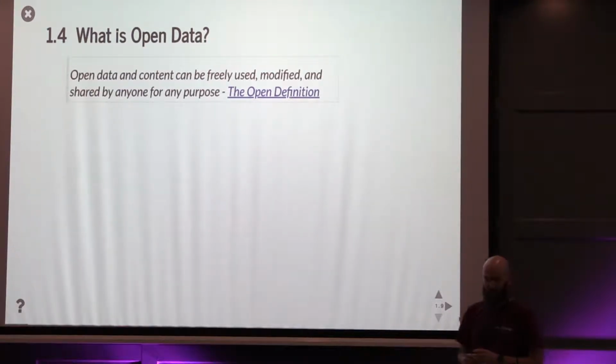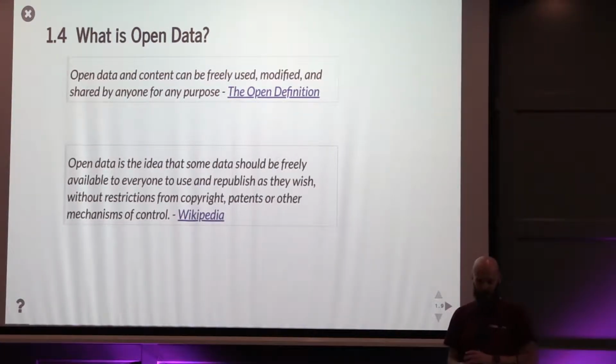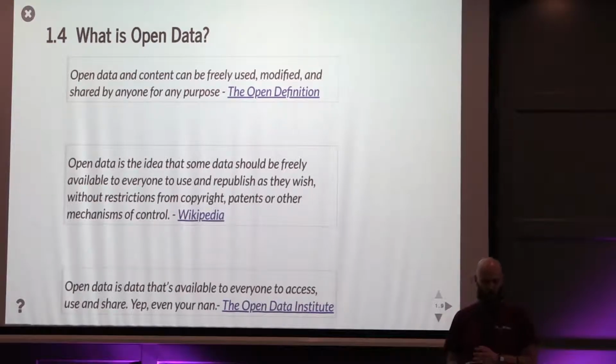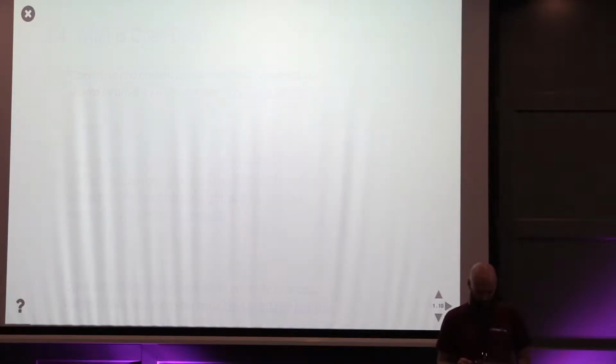So I'm going to be stealing from an awful lot of people, but I asked most of them first. Open data and content can be freely used, modified, and shared by anyone for any purpose. Open data is the idea that some data should be freely available to everyone to use, republish as they wish, blah, blah, blah. But my favorite definition is open data is data that's available to everyone to access, use, and share, yep, even your nan. I have stolen a lot from the Open Data Institute because they have a nice compromise between actually being right and funny, which is always a good, handy thing to have together.